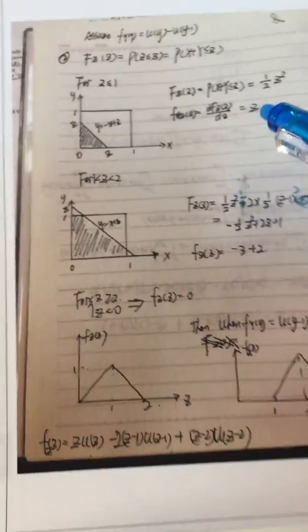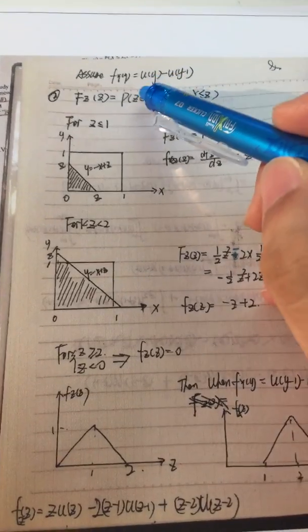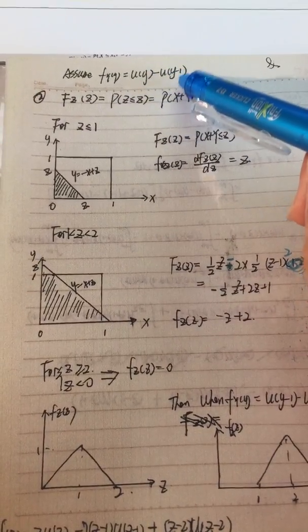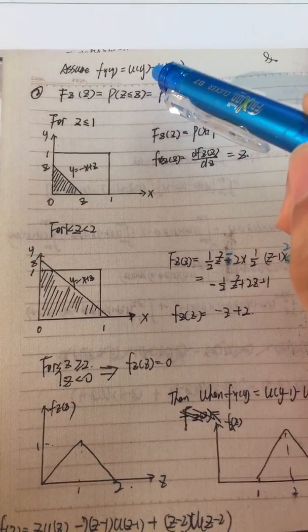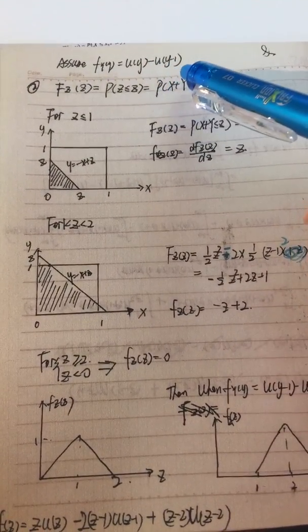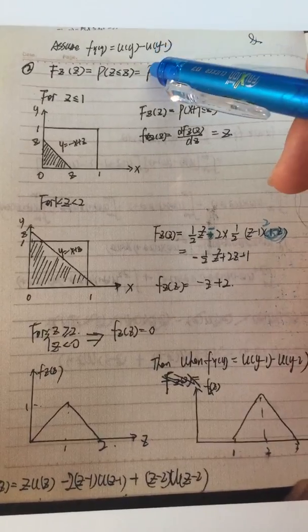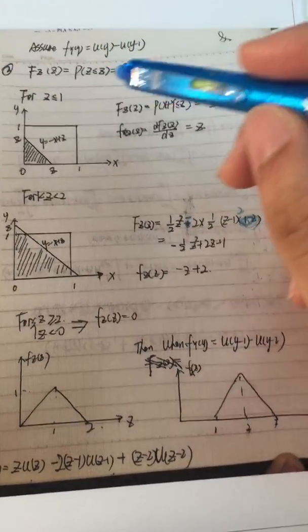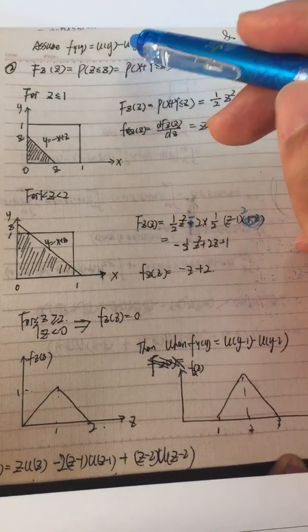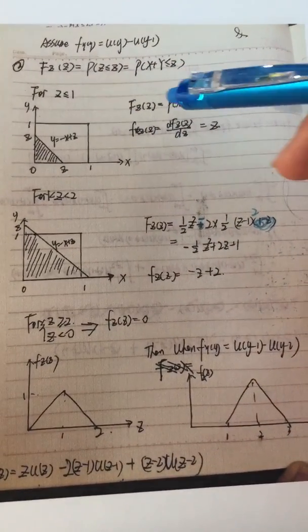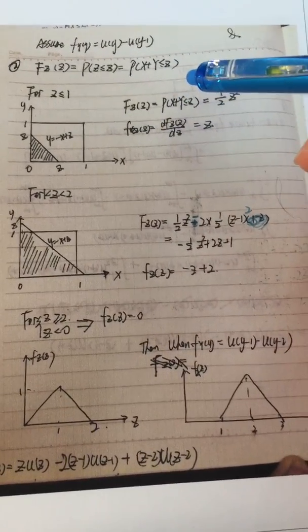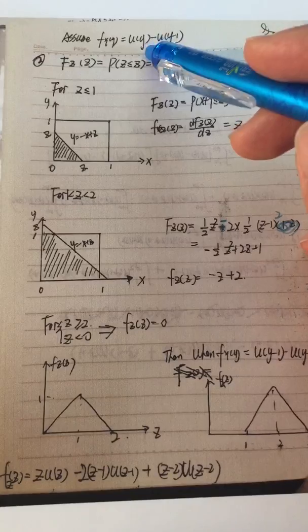For the geometry method, first we assume the density function of y is u(y) minus u(y minus 1), which means that y is from 0 to 1, not from 1 to 2. This can be easily represented in the picture. When we get the result for this function of y, we can easily move the plot from left to right by one unit to get the correct result. So first we are using this one.